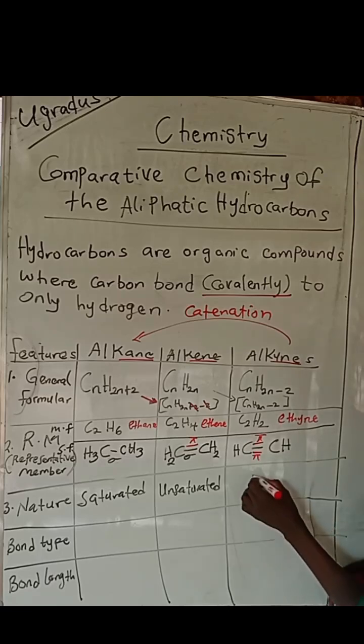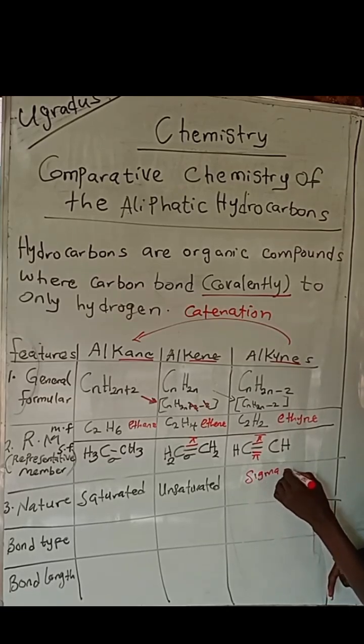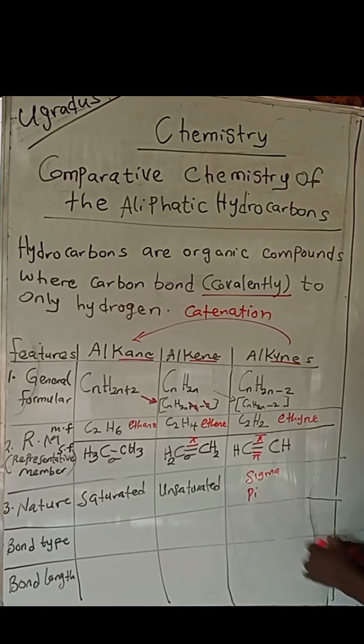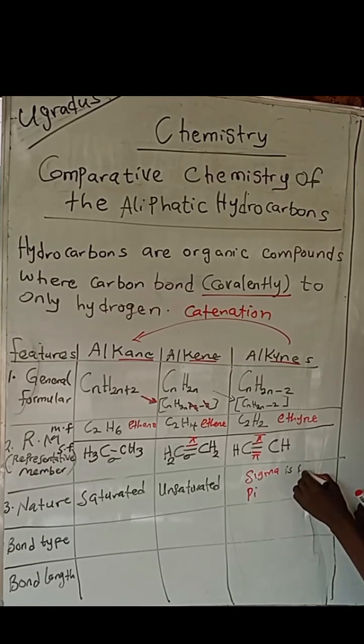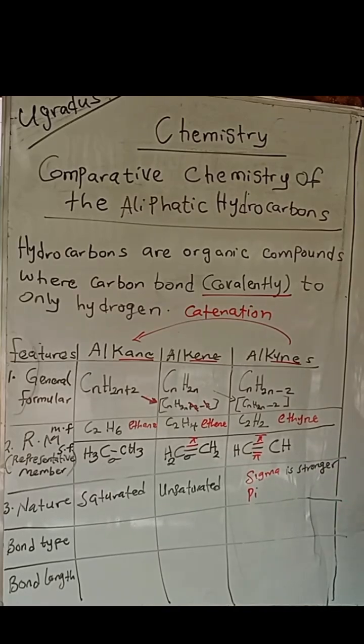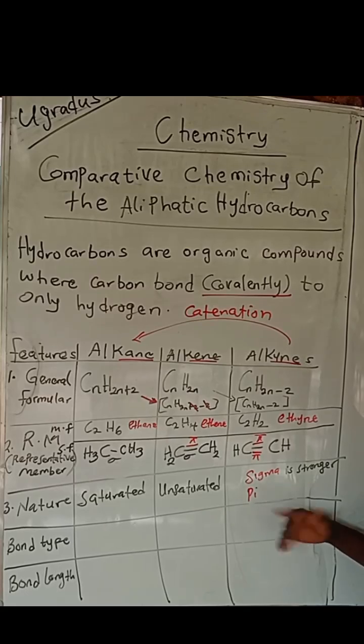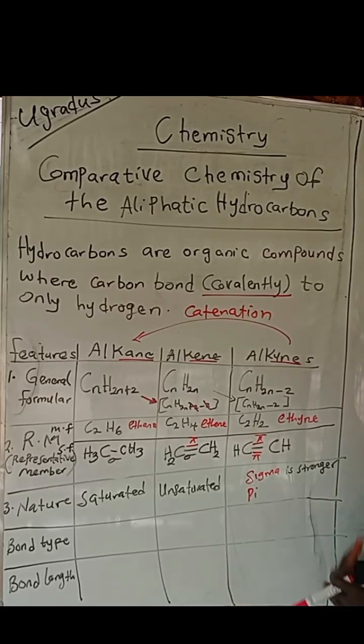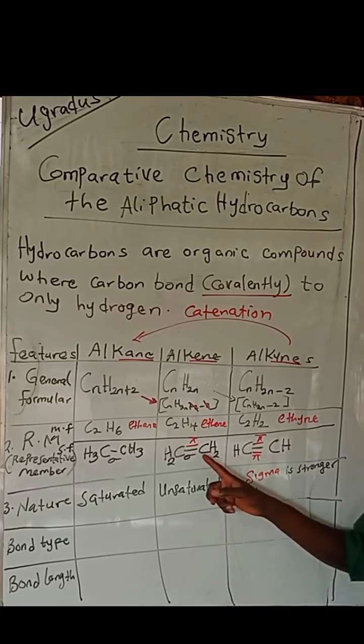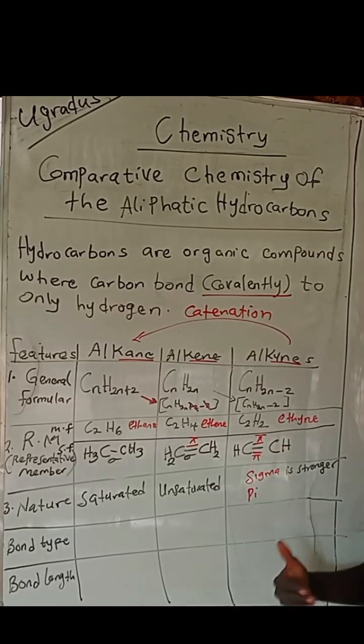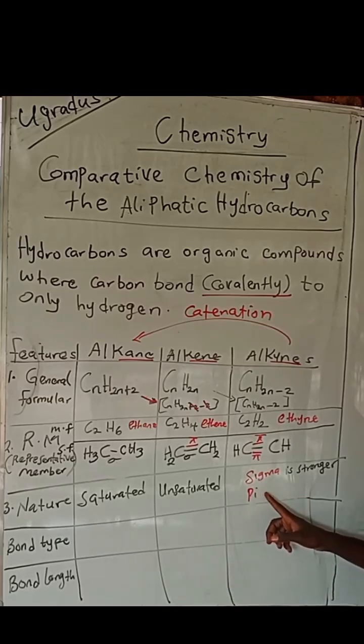But there's something you have to know. Sigma bond is stronger than pi bond. Just take this sigma bond as the bond that occurs naturally. It is created by God naturally. But pi bond is the work of man. It is an artificial bond that we added when we noticed that alkene and alkynes are not saturated. Therefore, pi bond is weaker.